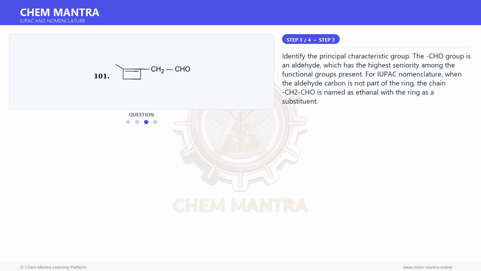Identify the principal characteristic group. The CHO group is an aldehyde, which has the highest seniority among the functional groups present. For IUPAC nomenclature, when the aldehyde carbon is not part of the ring, the chain CH2-CHO is named as ethanal with the ring as a substituent.